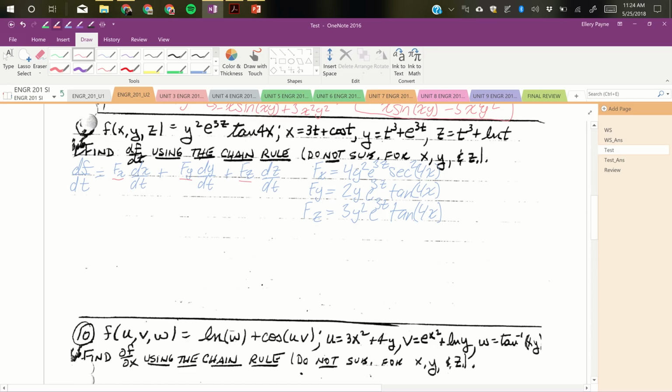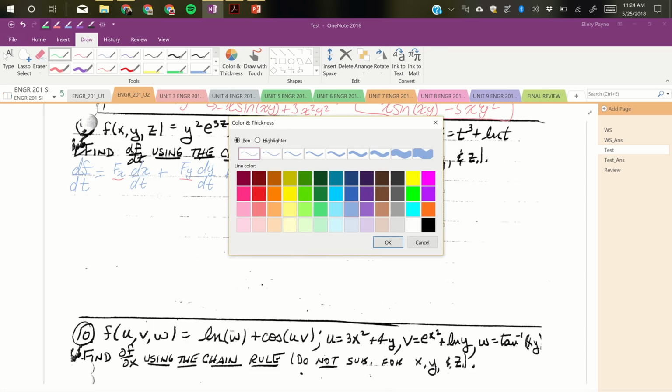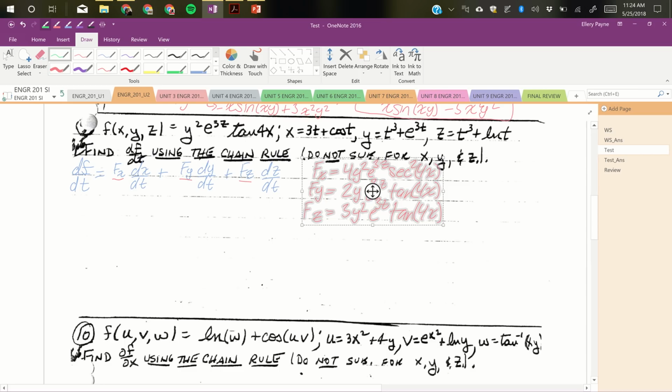Now we need dx, dy, dz. I could fit this on the bottom, but I'm going to do it off to the side here. I'll do it in green, so it's better contrast to the blue. I'm going to go ahead and change this so it's easier to look at as well. Let me make that red. And now I'll do this in green for dx, dy, dz with respect to dt.